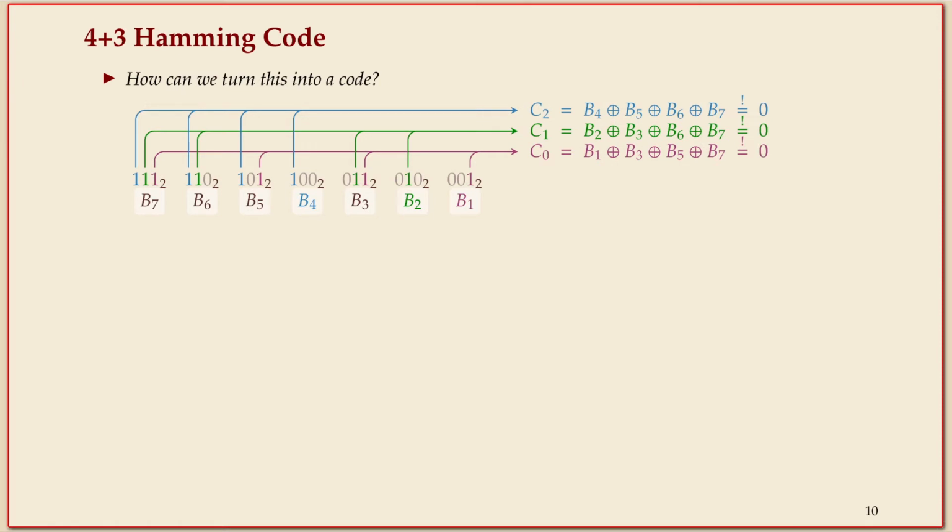Let's have a look at this. So that's the constraints we had. How do we turn this into a code? What comes out of this is called the 4+3 Hamming code, or 7,4 Hamming code. I called it 4+3 because 4 bits are the message, and we add 3 redundancy bits.